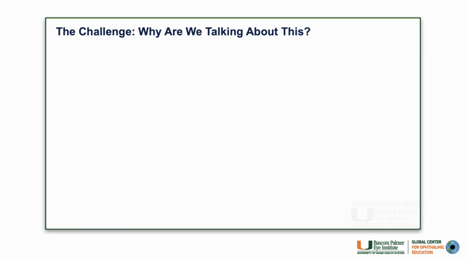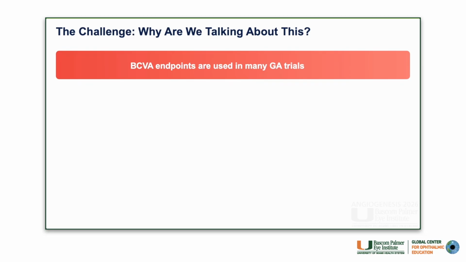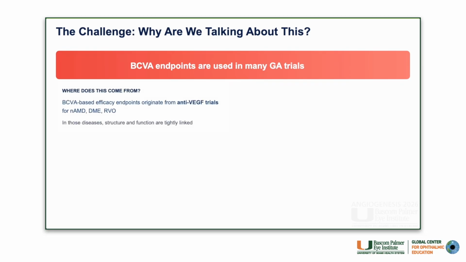Let's start with the problem. Why am I talking about this today? BCVA endpoints are commonly used in many GA trials, but how did we arrive at this point? BCVA-based efficacy endpoints originated from anti-VEGF trials for other conditions, such as neovascular AMD, DME, and retinal vein occlusion.